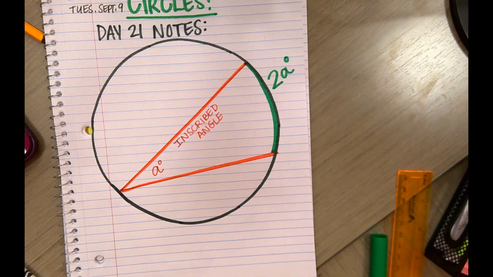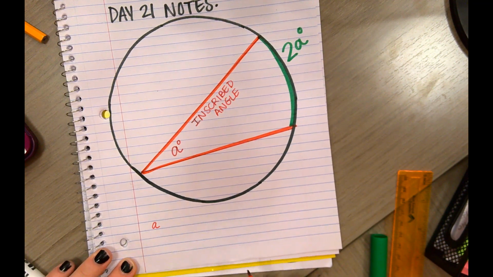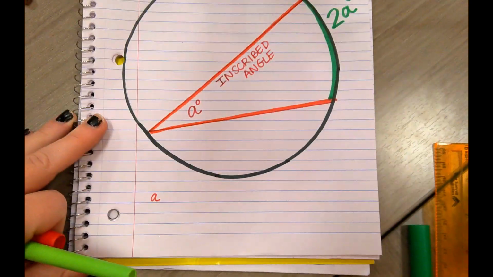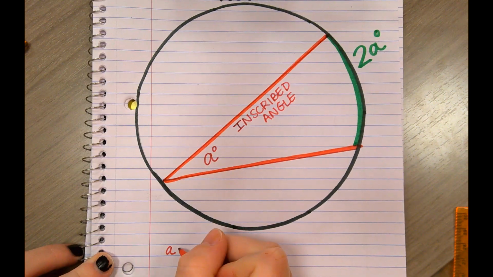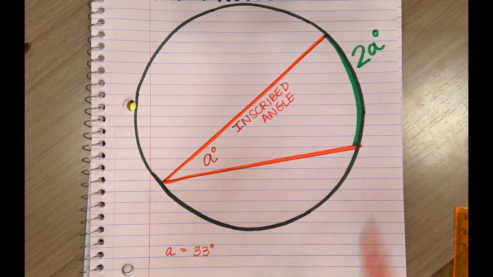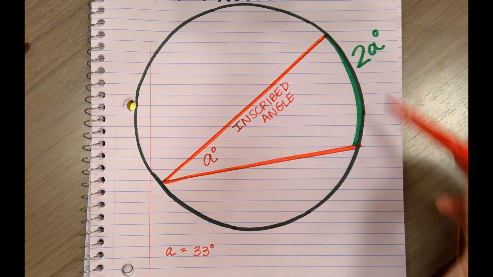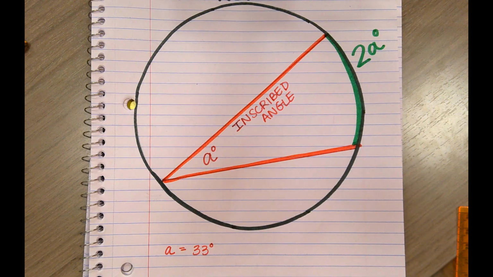Let's go this way. If A is 33 degrees, what is this length opposite of my inscribed angle? How many degrees would that be?